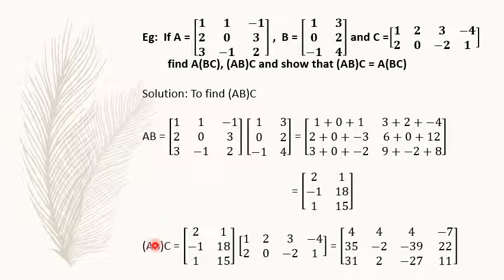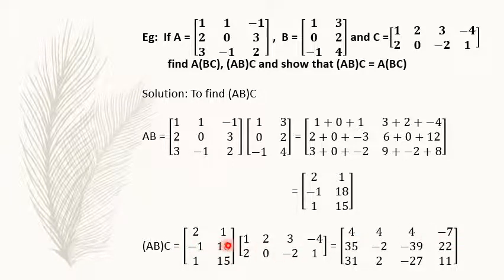Next, we can find (AB)C. So, the product matrix AB is this. Now, the C matrix is given. It's a 2 by 4 matrix. So, we need to multiply the AB matrix with C. Here also we will get this matrix. First row, first column of C gives 4. First row, second column. First row, third column. Like that, we will get this row.